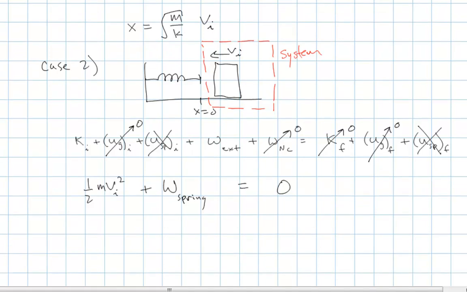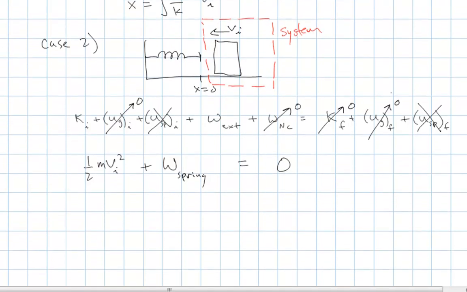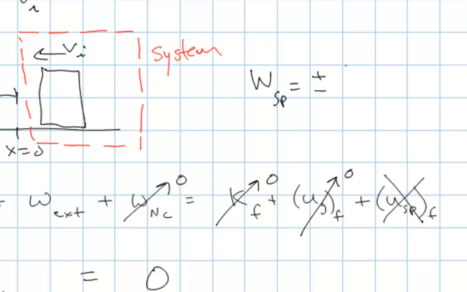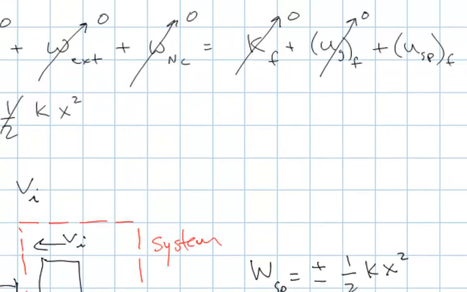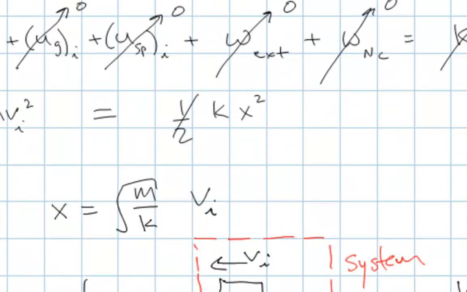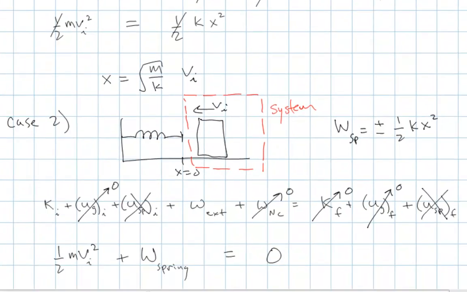So the question is, what is the work done by the spring? Remember, work done by the spring, I'm going to come off over here on the side, is plus or minus 1/2 kx squared. So earlier I told you that the energy stored in a spring, the potential energy of a spring, is always positive, 1/2 kx squared. But the work done by a spring on an object could be positive or negative. So don't mix that up.